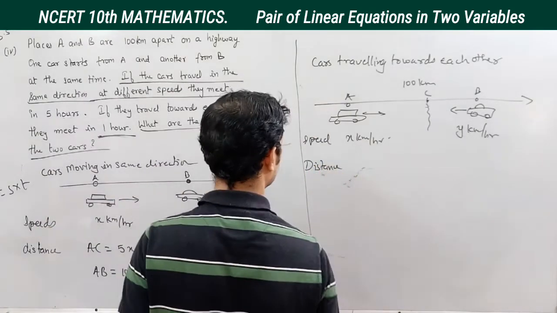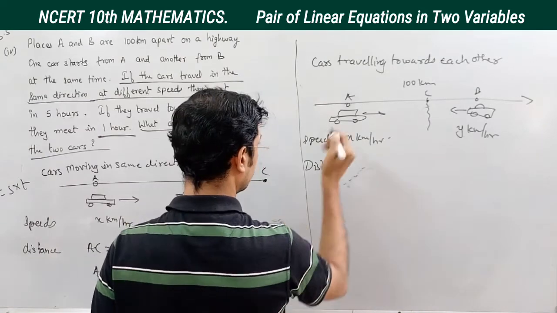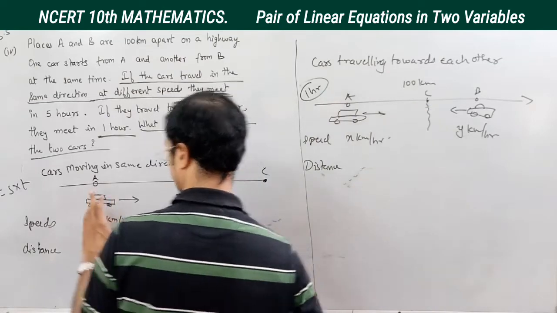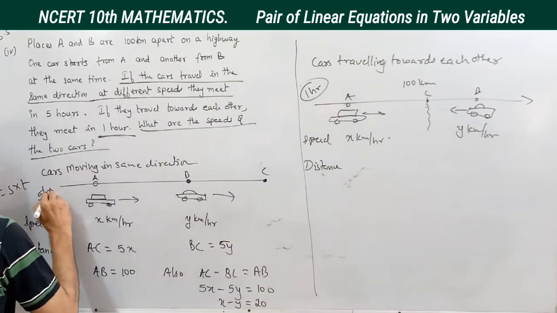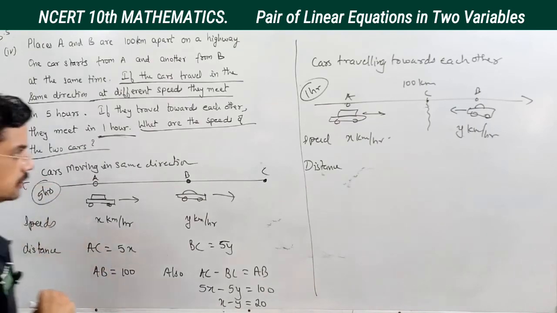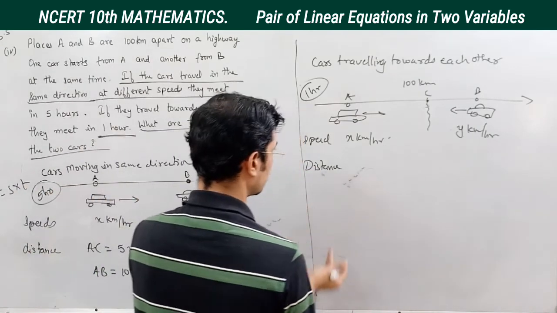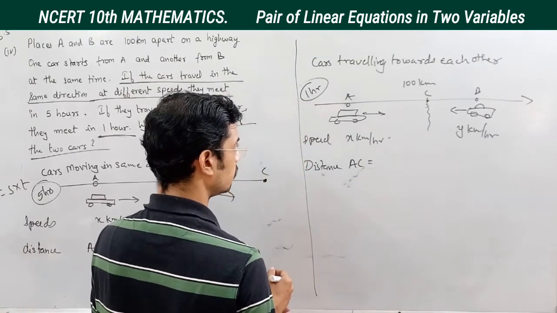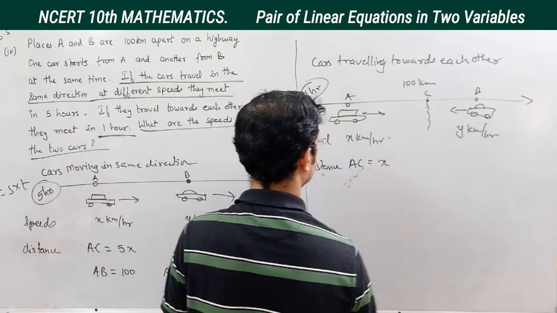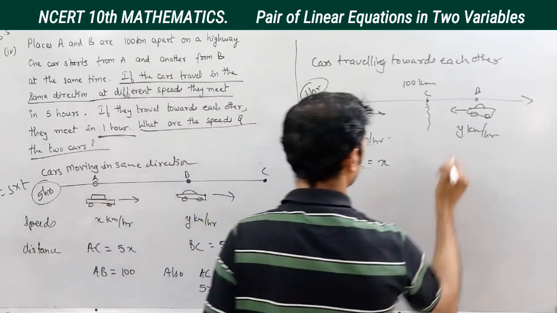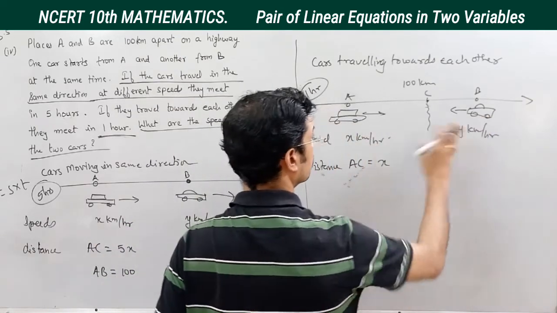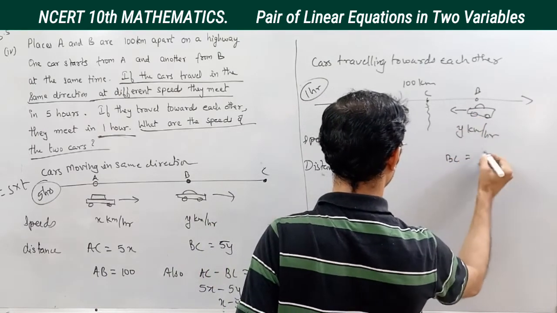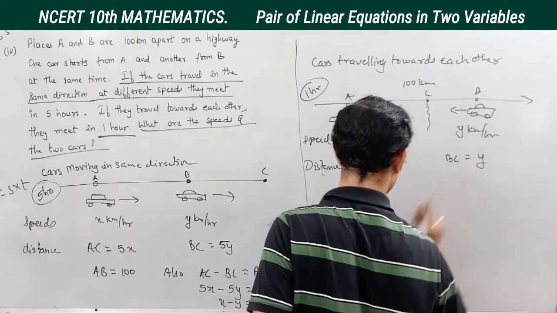So therefore in 1 hour, they moved. The distance travelled is AC. And what is AC? AC equal to 1 into x. Now what is the distance travelled by car B? That is BC, and that is equal to 1 into y. They travelled for 1 hour, so 1 into y.